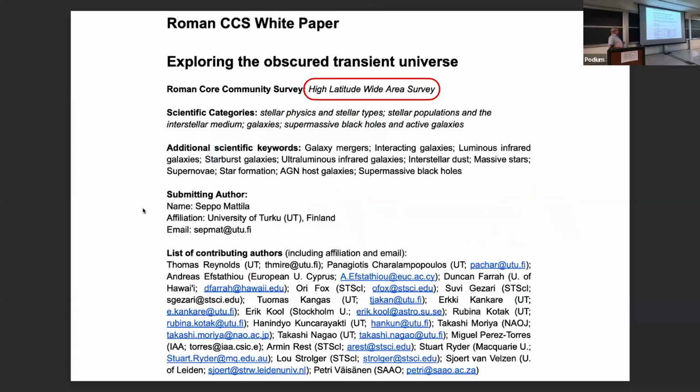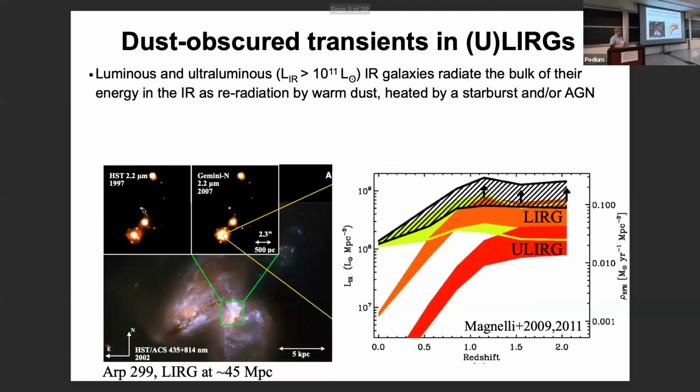So we put in this white paper 1 year ago. I list my collaborators here in the white paper. This was actually for the high latitude wide area survey. It was one of the very few white papers proposing to use the wide area survey for transients. If there is a possibility to actually split the observations into even 2 epochs or more epochs, we will get many transients. I will show some examples here concentrating on the dust obscured events.